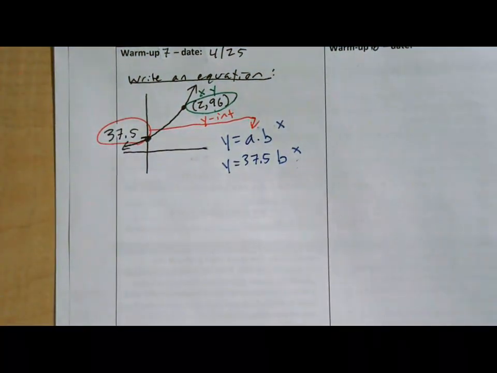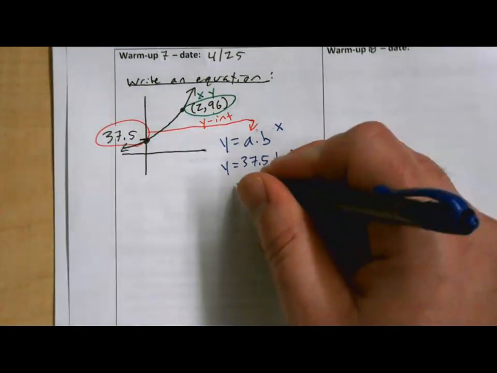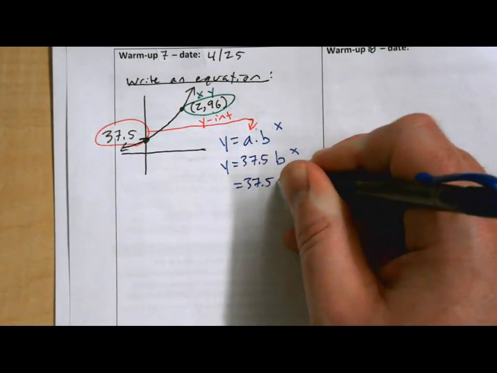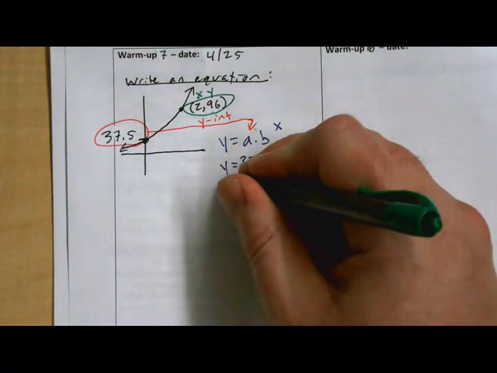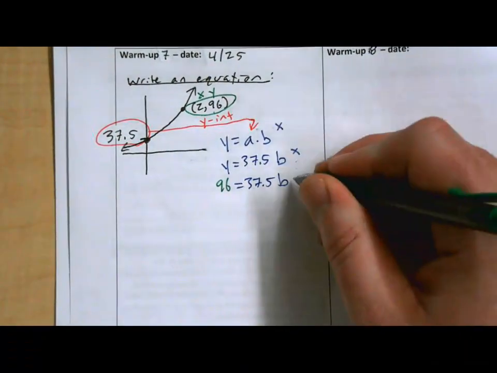So I'm going to rewrite this equation. I'm going to leave out the x and the y. And I'm going to put the values for x and y. Make sure you get them in the right place. 96 is the y, and 2 is the x.